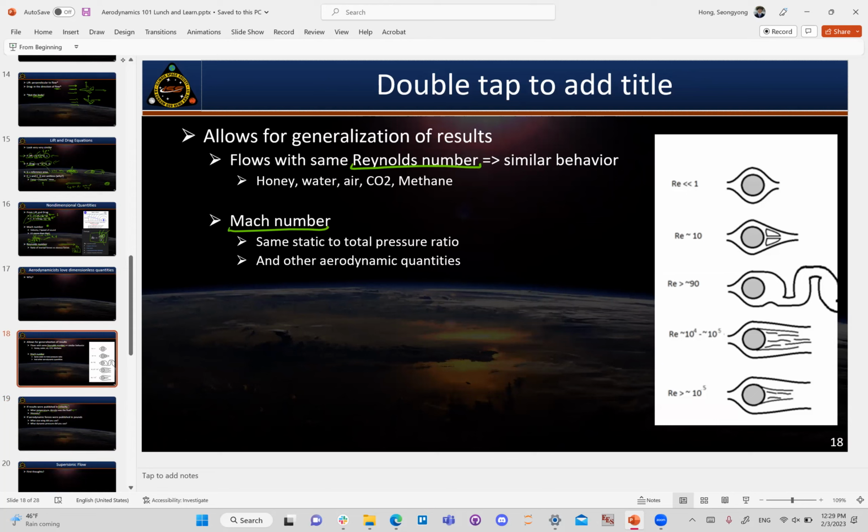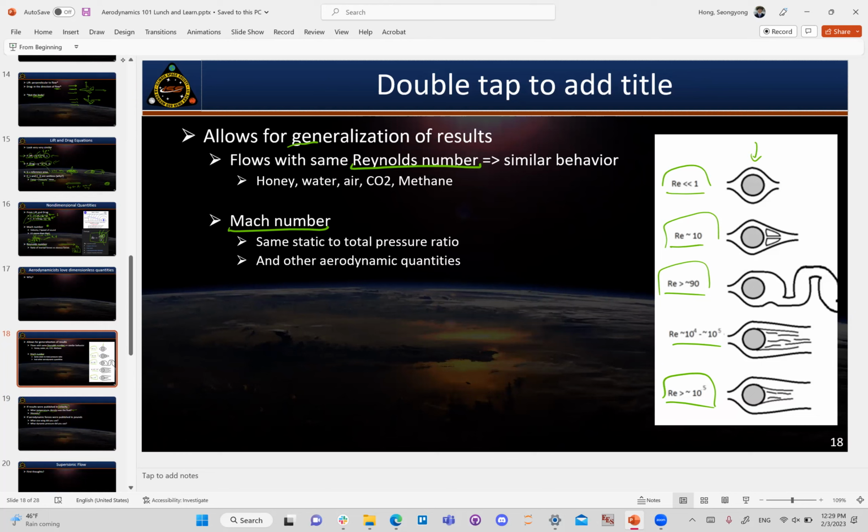This fact is really cool. If you have flows with the same Reynolds number, they will behave similarly. It doesn't matter if it's honey, water, air, CO2, or methane. If it has a similar Reynolds number, it will behave similarly. So if you just search Reynolds number, you'll see flow structures like this. And notice that it's not fluid specific. As long as you have this range of Reynolds numbers, your fluid will likely behave this way around the circular object. I think this is really cool.